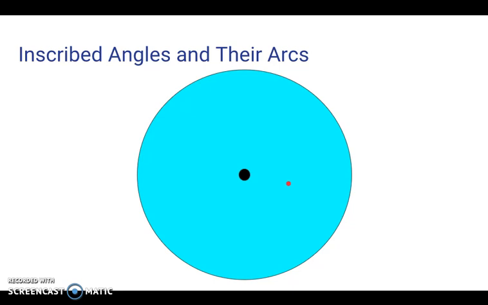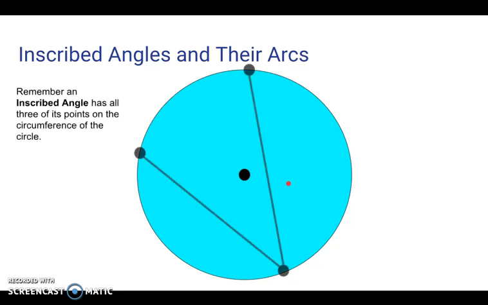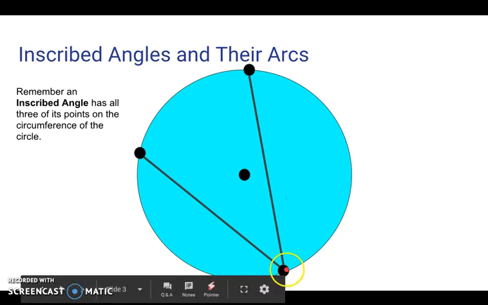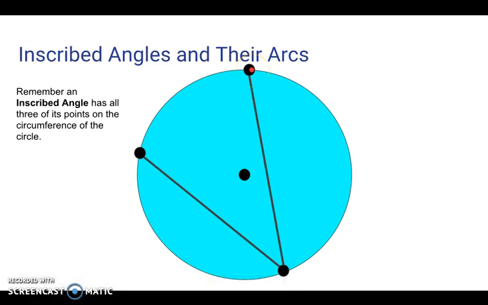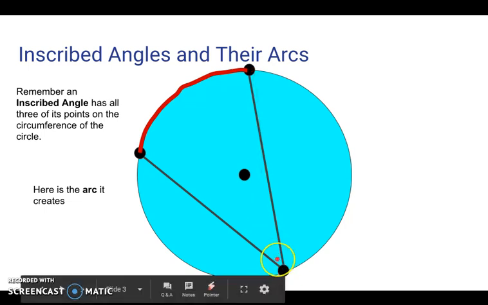Alright, so let's hit inscribed angles and their arcs. Remember that with an inscribed angle, all of its points are on the outside edge, out on the circumference of the circle. All 3 points. Now for inscribed angles, here's its arc. Its arc is going to be bigger than its degree measure.